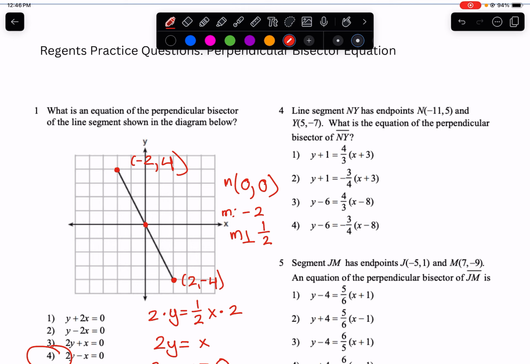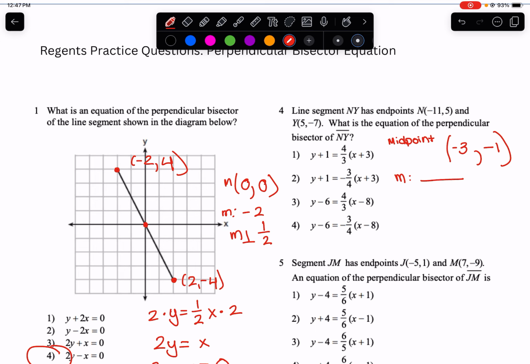Line segment NY has endpoints N, negative 11, 5, and Y, 5, negative 7. What is the equation of the perpendicular bisector? So first midpoint. So we're doing negative 11 plus 5, which is negative 6, divided by 2, which is negative 3. 5 plus negative 7 is negative 2, divided by 2 is negative 1.